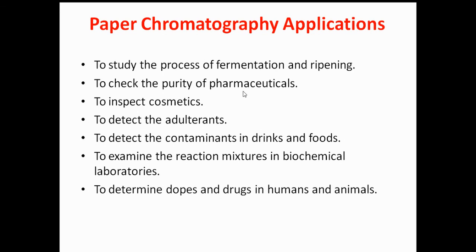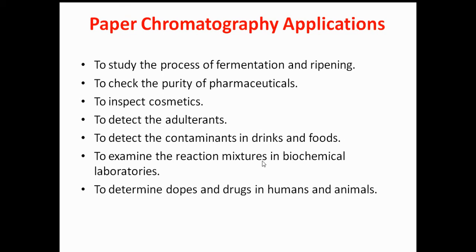Then, to check the purity of pharmaceuticals. As in all the different types of chromatography, this is again the same application, where the purity of the components can be easily checked. To inspect cosmetics, whether they are pure or impure. To detect adulterants: nowadays much of the foodstuff is adulterated, so whether adulterants are present or not, we can use this technique to detect them. Similarly, contaminants are present in drinks and foods, in soft drinks and food material, and they can also be easily detected by paper chromatography.